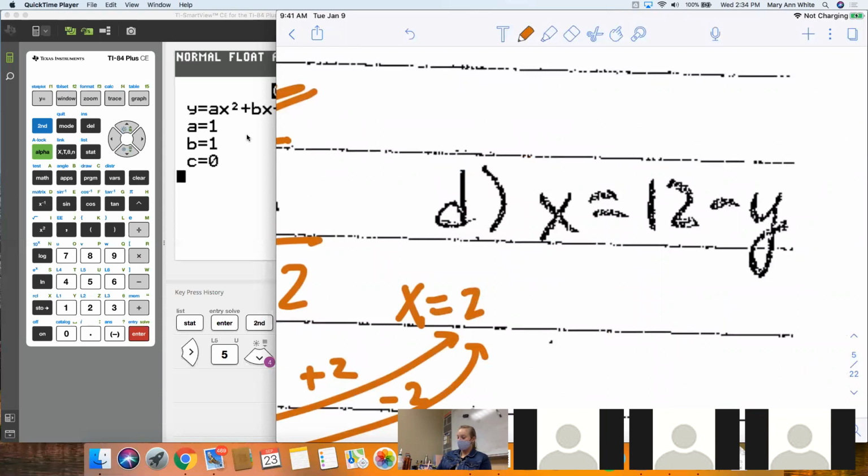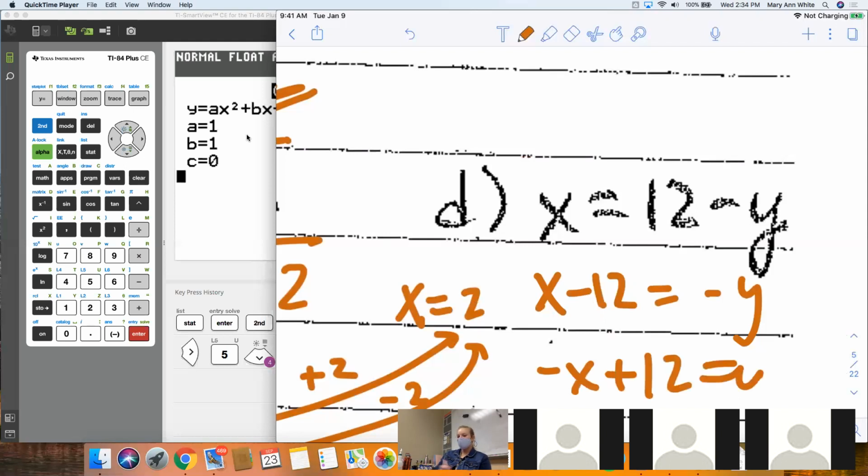Get y alone, move the 12. I think that's what I'm hearing from you guys. I'm going to get negative x plus 12 equals y. Is that okay?